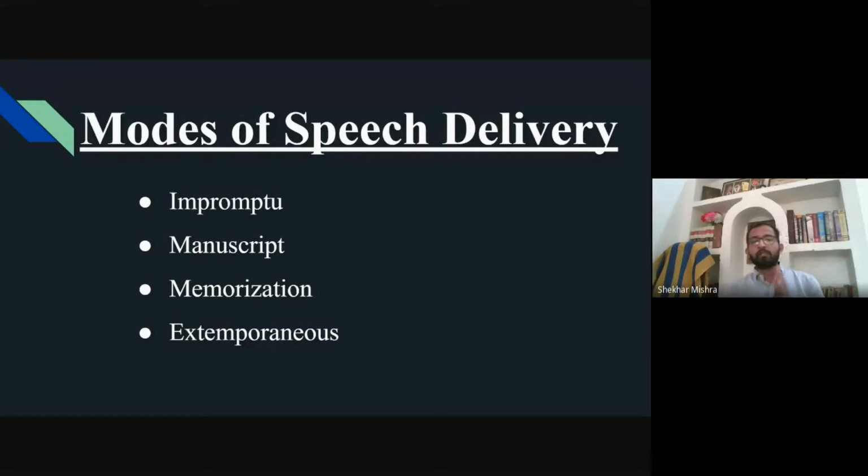So overall, manuscript is not a preferred way of delivering a speech. Now comes memorization. Memorization means you have memorized the content of your speech and you have gone on a stage, you are speaking by continuously memorizing things in your head. Now, what is the disadvantage of doing this?